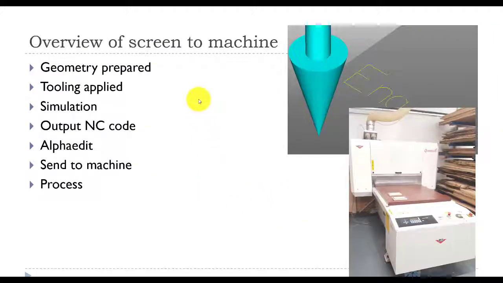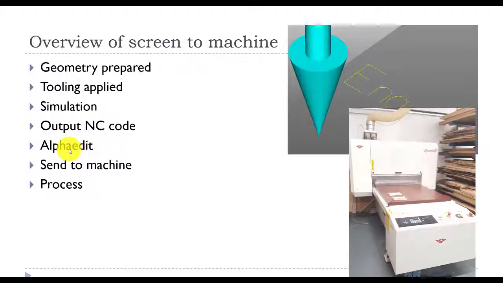So first of all, just to go through an overview of screen to machine, we've already covered the preparation of geometry and applying tooling. The next step then was obviously to run the simulation digitally to make sure that you're not going to either destroy the machine or the workpiece. And what we want to pick up today is the output of the actual coding from Alphacam that the machine can follow. So it's the NC code.